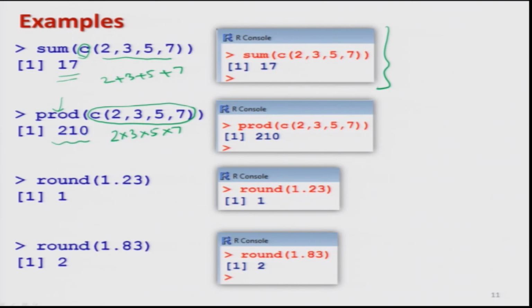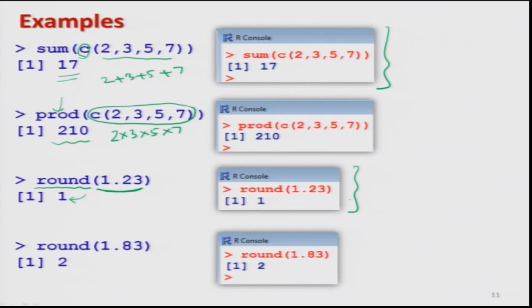Now, suppose I want to find out the round off value of 1.23. So, I use here the function round, and inside the bracket I write the value 1.23. We know that the rounded value of 1.23 is 1. As soon as you write this command in R and press enter, you will get the value 1, and this is the screenshot.